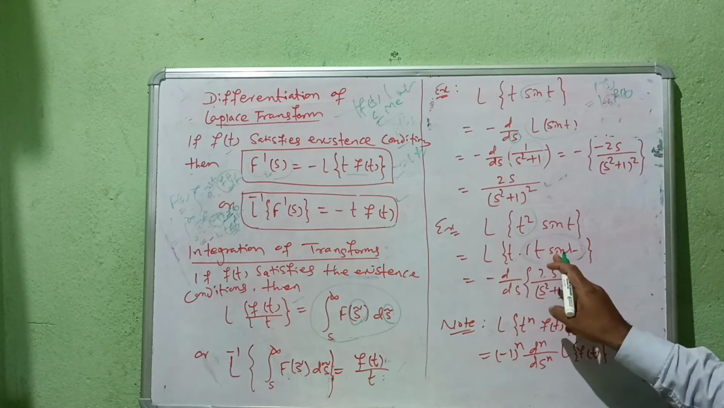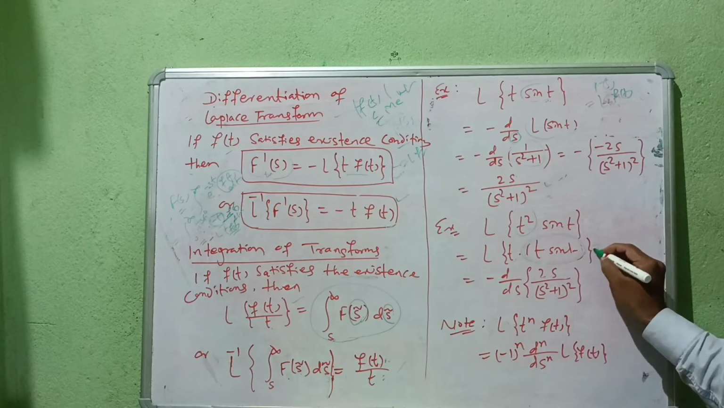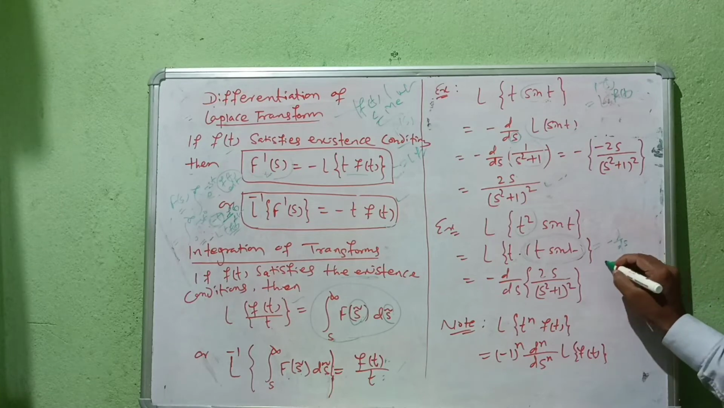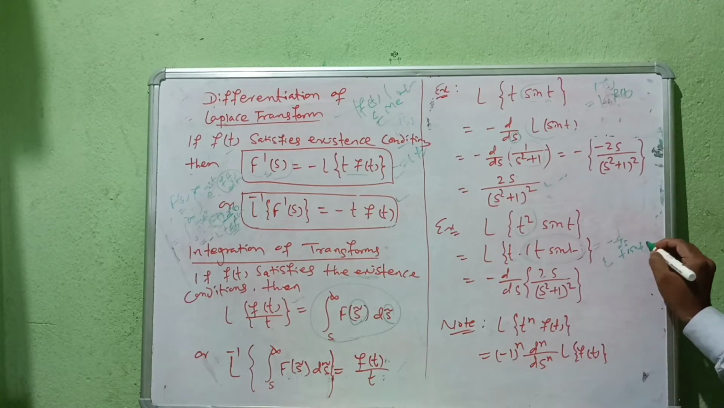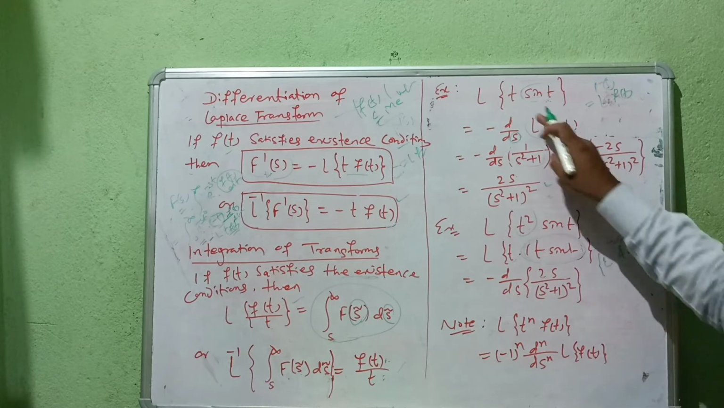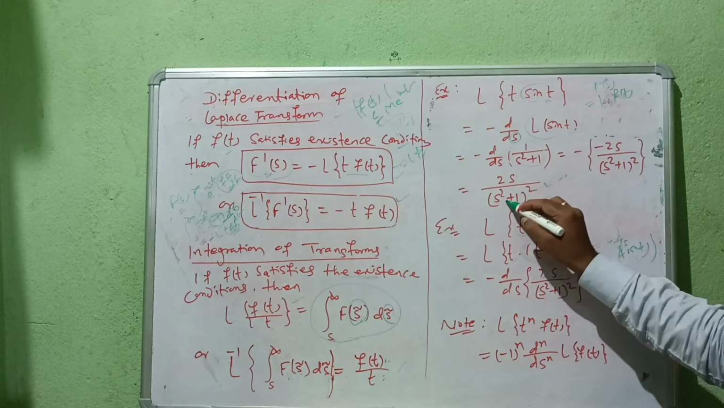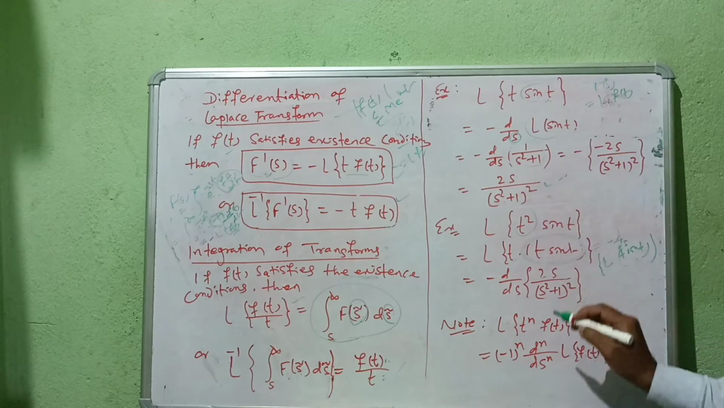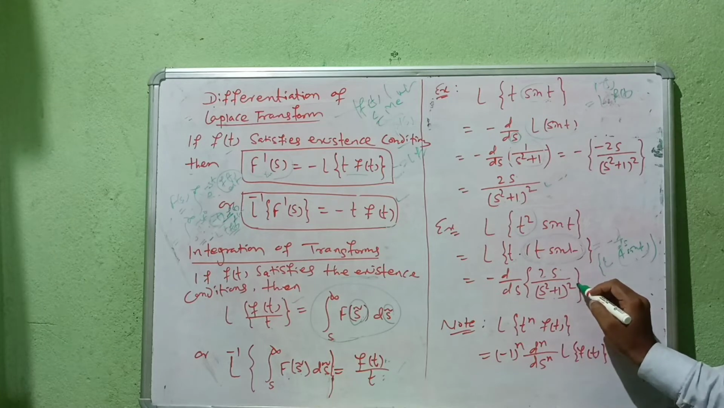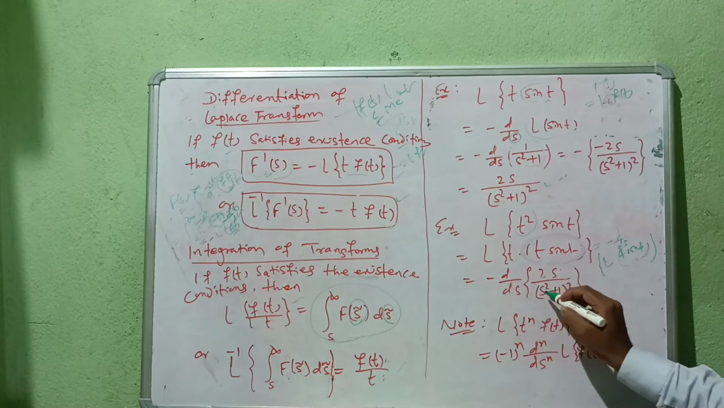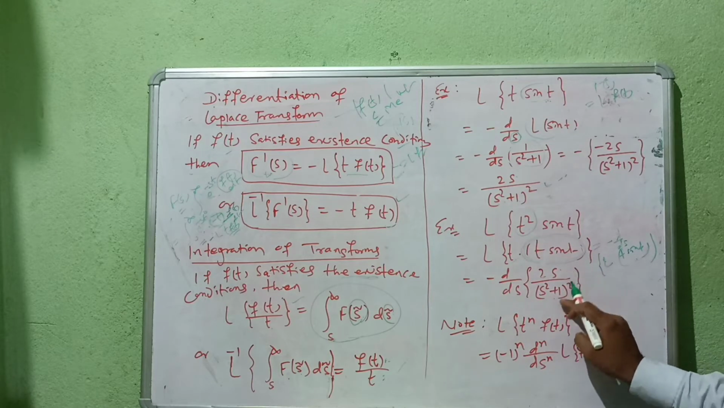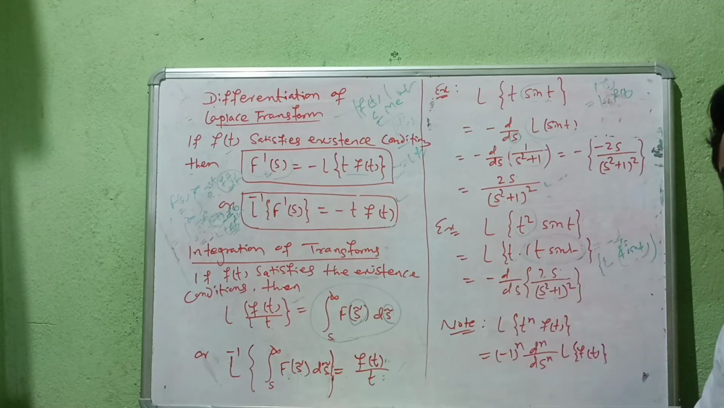You can write this as minus d by ds of Laplace of t sin t, and already we got it. Laplace of t sin t is 2s by s square plus 1 whole square. So minus d by ds of this, 2s by s square plus 1 whole square, right? So directly just use your u by v derivative formula, the division formula, and get your answer.